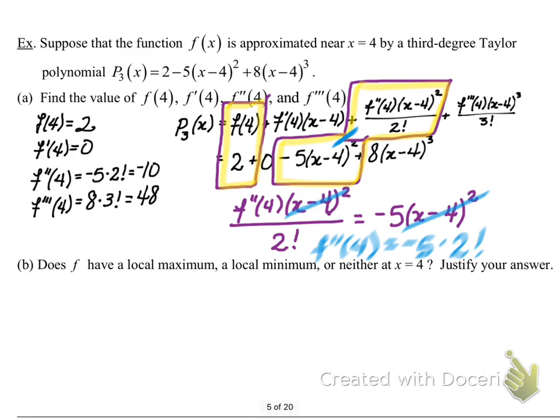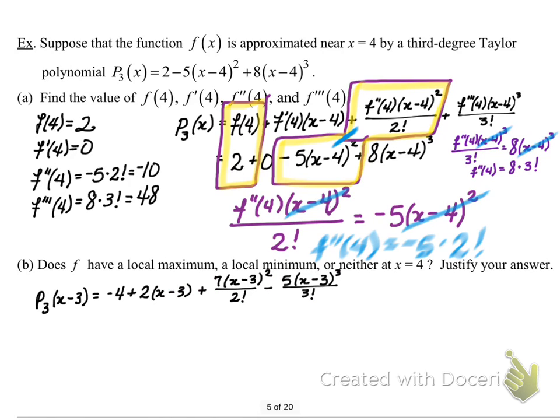And the last one, the 8, you also do the same way. I just haven't written that out. So here we go. I set the two pieces equal. I cancel the x minus 4 cubed. And you get f triple prime of 4 equal to 8 times 3 factorial, which lo and behold equals 48.